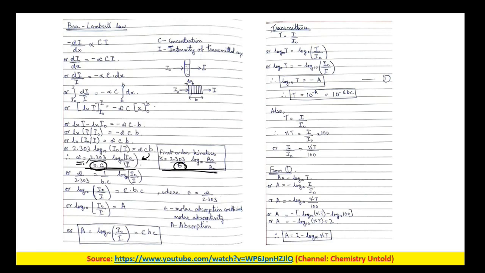Now, if you take this 2.303 over here, we get 1 by b, alpha by 2.303 equals 1 by bC log10 I0 by I. And if we calculate this log10 I0 by I, we get epsilon bC. Now, what is epsilon? Epsilon is nothing but alpha by 2.303. This epsilon is regarded as molar absorption coefficient or molar absorptivity. In some books, you will find it as molar extinction coefficient.